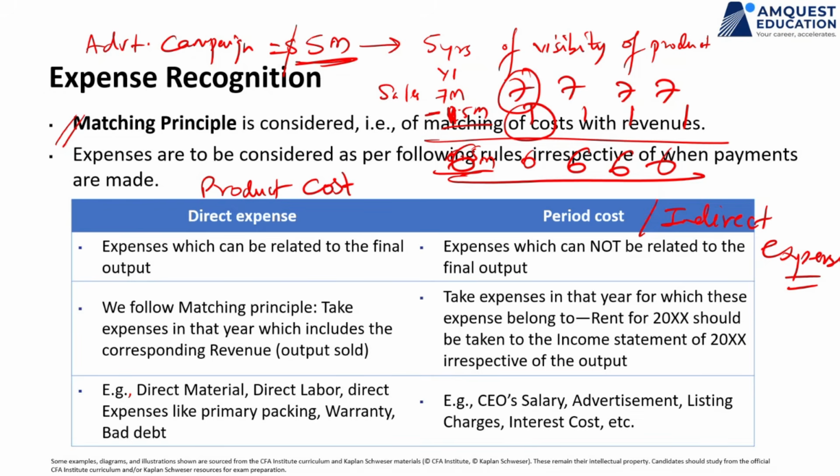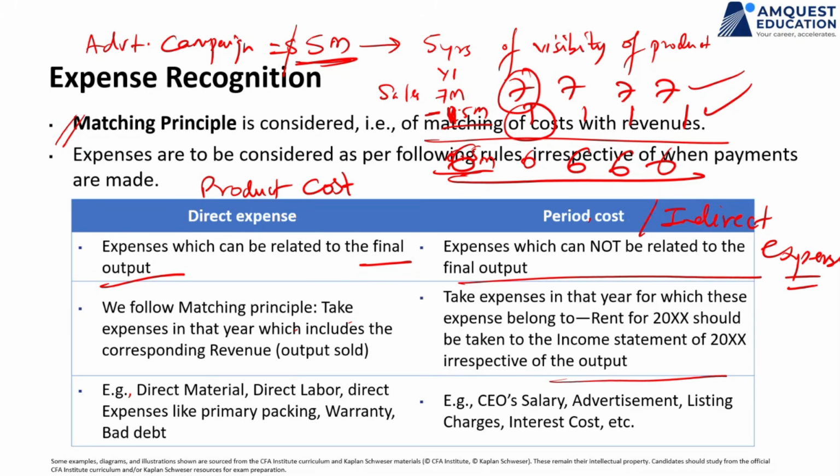Now, product cost or direct cost is the expense related to the final output, which means the final product. While period cost is an expense which cannot be related to the final output, not related at all to the final output. For indirect expense or product cost, we follow the matching principle: take expenses in that year which include the corresponding revenue. So just take the same expenses and the corresponding revenue and match them. In period cost, take expenses in that year to which these expenses belong, right? So irrespective of the output, this is done.